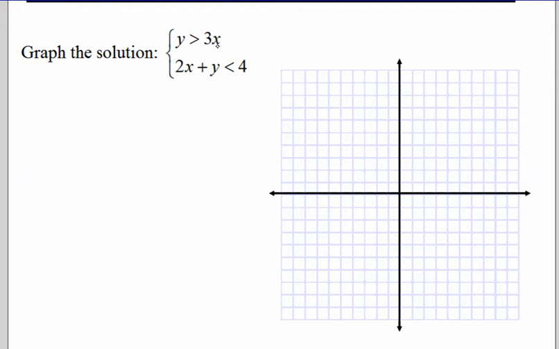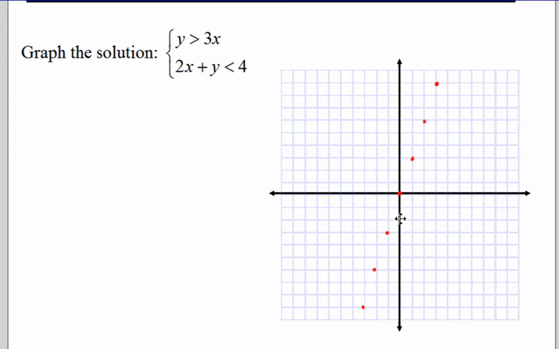So y is greater than 3x. We want to graph that line. So the y-intercept is 0. Then the slope is 3, so I'm going to go up 1, 2, 3, and over 1. Up 3, to the right 1. If I do it in reverse, I go down 3 to the left 1, down 3 to the left 1.